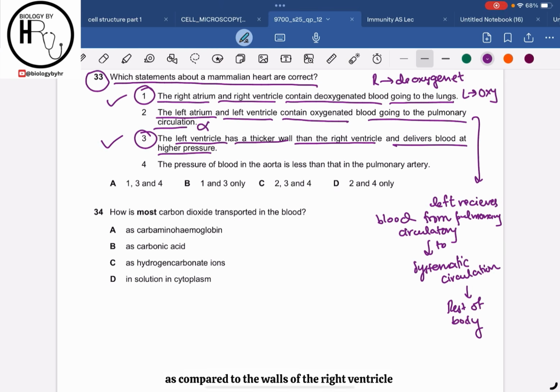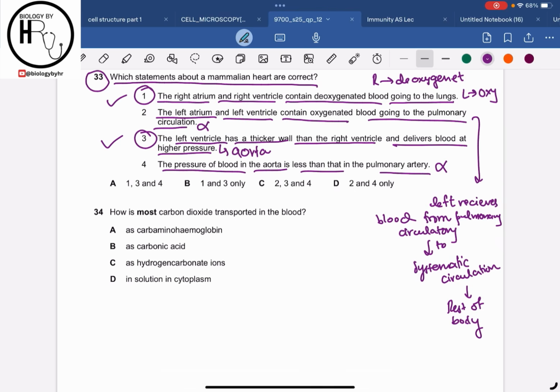because from the left ventricle the blood is pushed to the aorta, and the aorta has to push the blood through the whole of the body, so it must require a higher pressure. So that's why the left ventricle has a thicker wall. Also, this is one of the theory questions as well, so you must know this reason also. The pressure of the blood in the aorta is less than in the pulmonary artery. So no, this is incorrect.